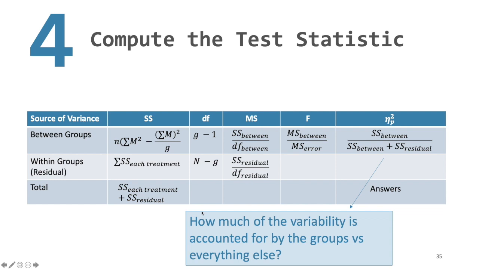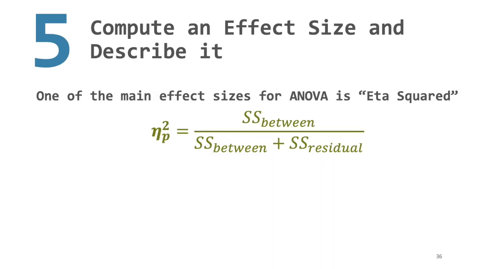Another way of saying that is how much of the variability is accounted for by the groups versus everything else. So you can see it again here. Again, eta is spelled this way, looks like this. It's just telling us how much of the variability in our data is due to the groupings versus everything else that we see.